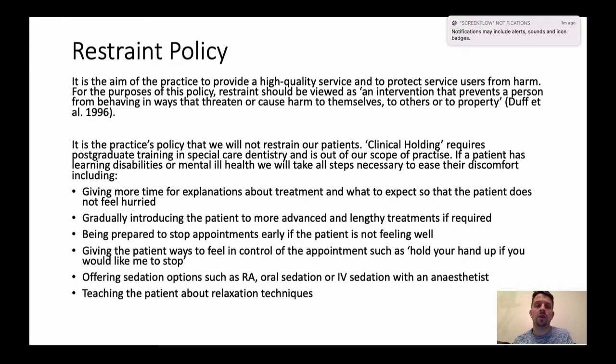If a patient has learning disabilities or mental ill health, we'll take all steps necessary to ease their discomfort. That might be giving more time for explanations about treatment, gradually introducing the patient to more advanced treatments as required, being prepared to stop appointments early if the patient's not feeling so well, and giving patients ways to feel in control of an appointment, such as holding up your hand if you need to stop. We can offer sedation options at other practices, such as RA, oral sedation or IV sedation with an anaesthetist. We could also try teaching the patient some relaxation techniques.